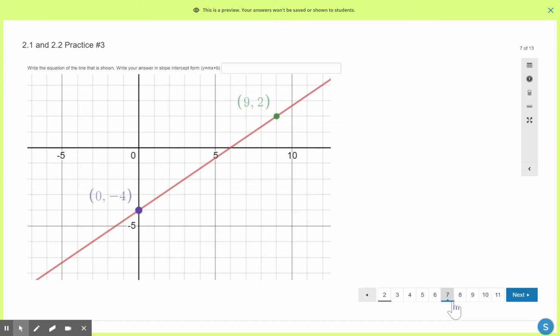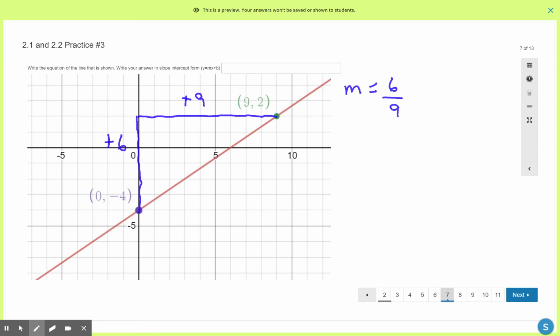Number 7 is just the same way. We can go 1, 2, 3, 4, 5, 6. So we're going up 6. 1, 2, 3, 4, 5, 6, 7, 8, 9. We're going right 9.